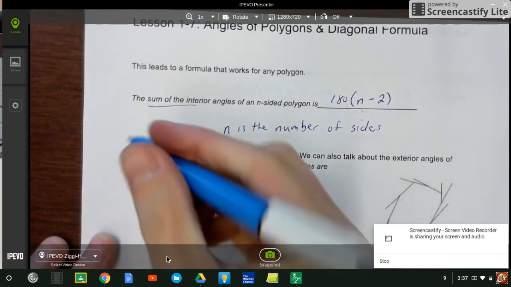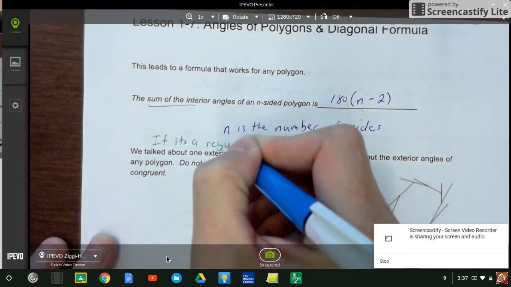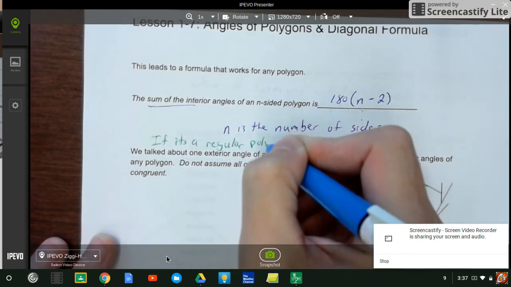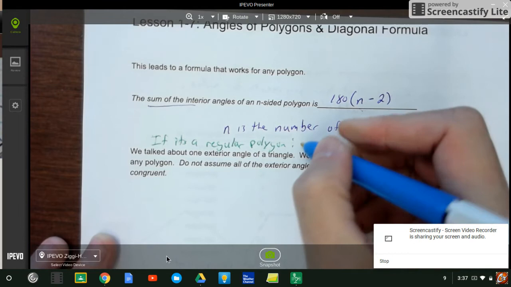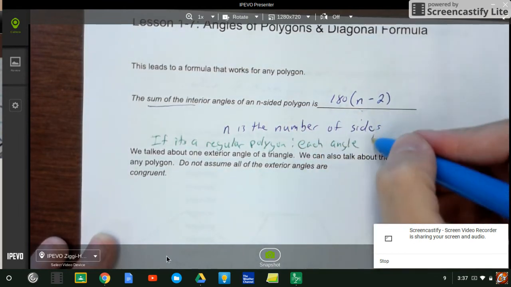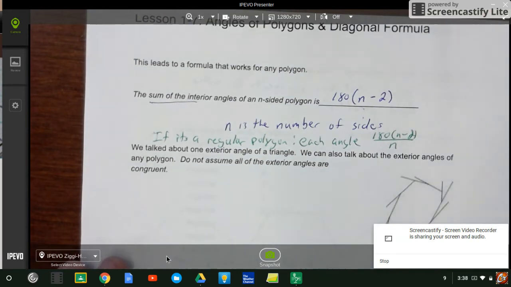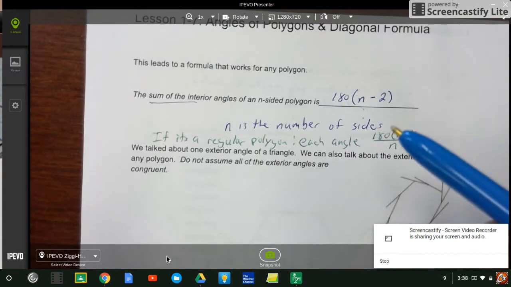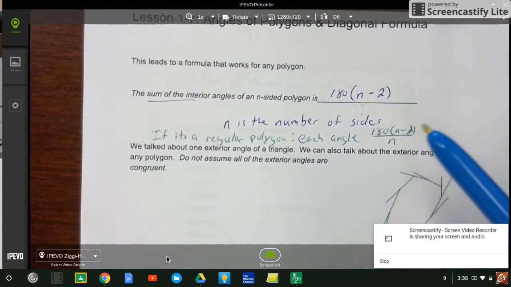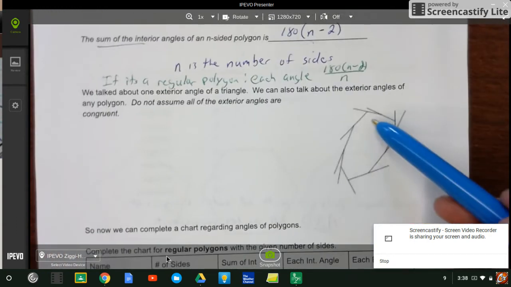Here's a bonus, if it's a regular polygon, then each angle is this number, whatever that is, divided by the number of sides. So like our pentagon, for example, was 540. If I divide that by 5, I'll get how big each angle is. Okay? And we'll talk about that as we get near the end. Now, that's all interior angles. That's the angles inside the polygon.